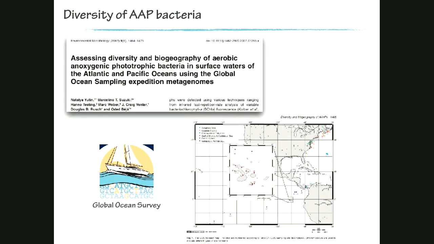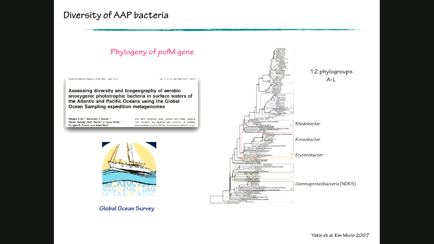And here's the same study that I talked about, the Global Ocean Survey data, but in this case showing the results about their diversity, not abundance. The people that published this paper were the ones doing a classification of the different AAP types, and they did it based on the phylogeny of the pufM gene marker. The puf operon has several genes, but this one was shown to be the best for doing phylogenetic analysis.